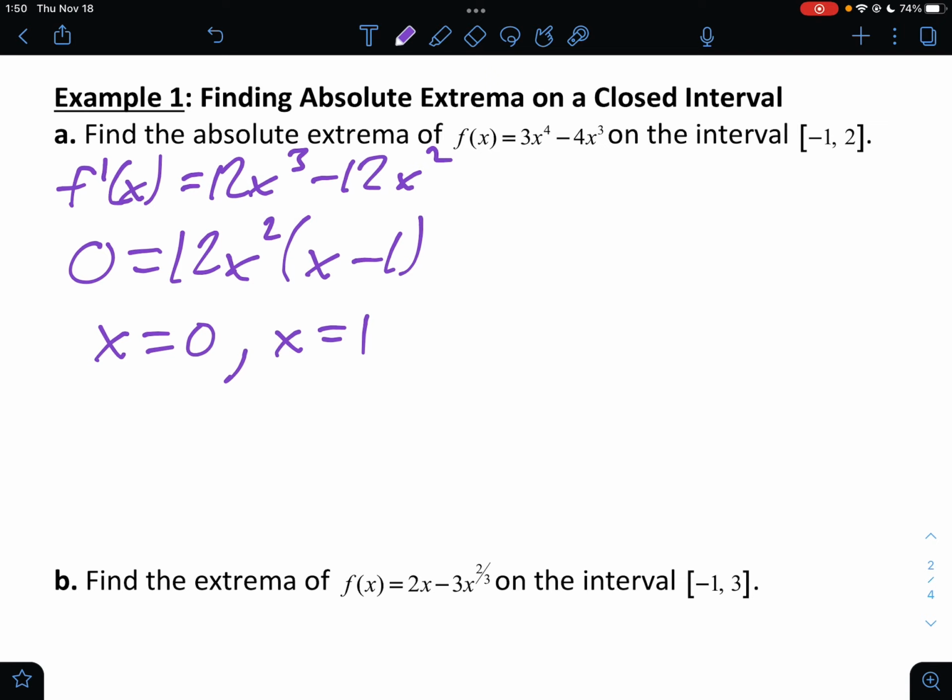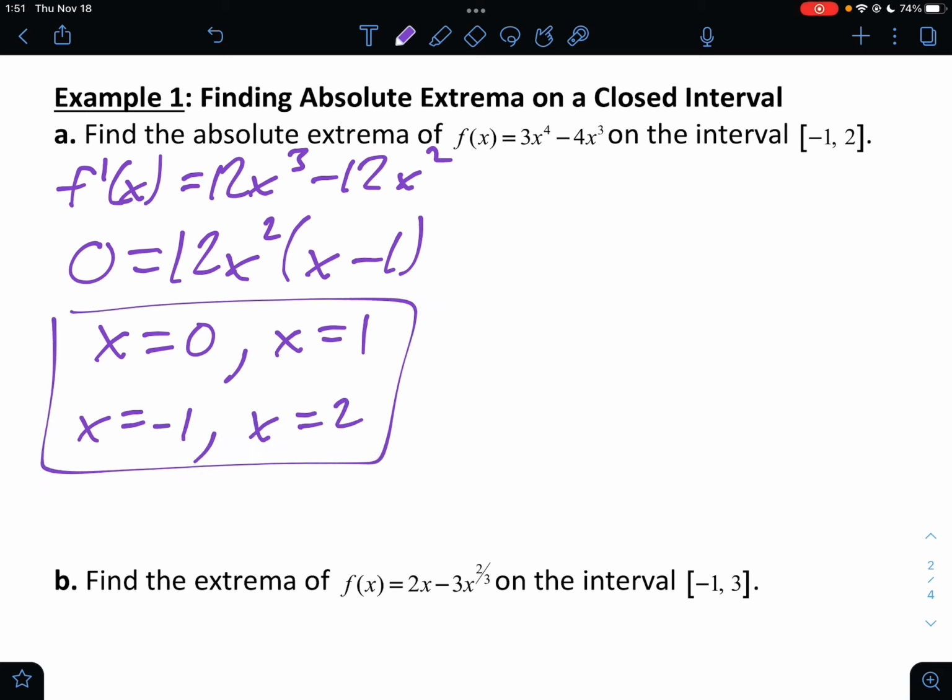Okay? So then our candidates for this here are going to be the two endpoints, and the two critical numbers. So those are our candidates for absolute minimum or absolute maximum on this closed interval. Okay?